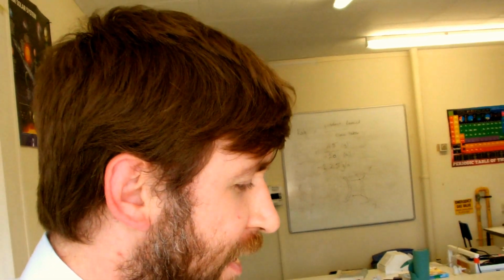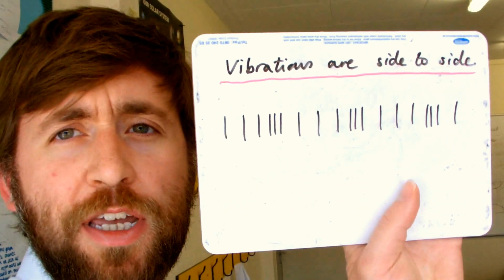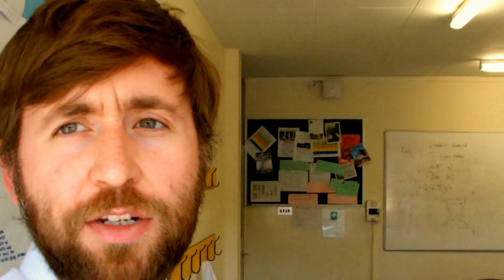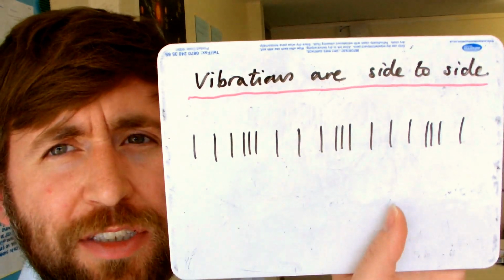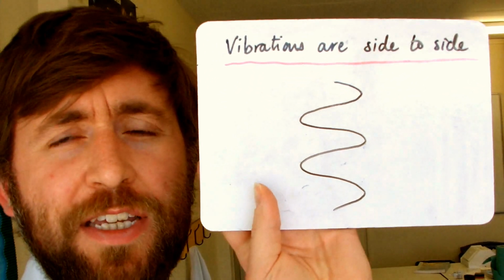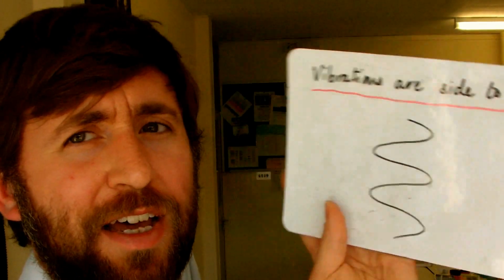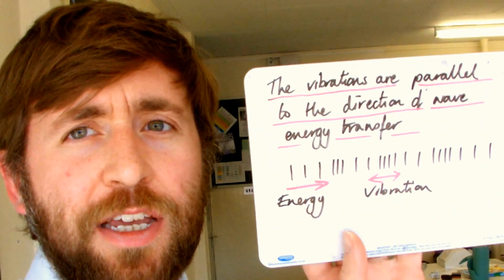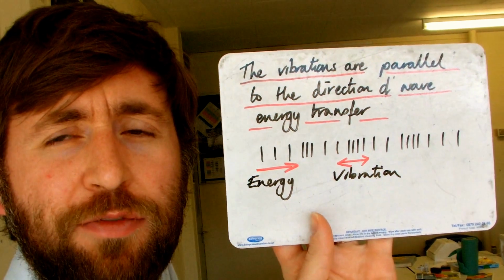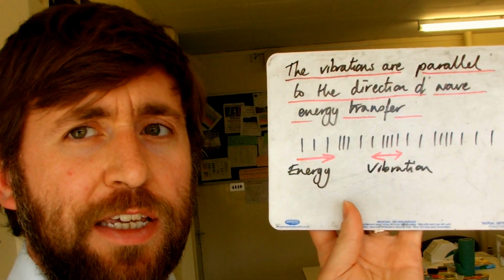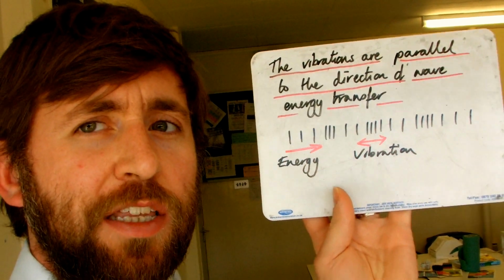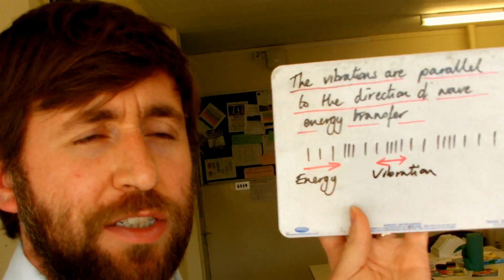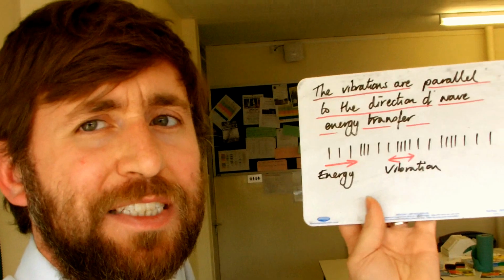Okay, that's one. And here's one that's being made recently by some A-level students. They were trying to define what a longitudinal wave is. The vibrations are side to side. Well, hang on a minute, because the vibrations of this wave are side to side as well, but you can see that is not a longitudinal wave. So what are we going to upgrade that to? We're going to have to say the vibrations are parallel to the direction of wave energy transfer. That's key. A longitudinal wave, the oscillation is parallel to the direction of wave propagation. You need to be that specific.